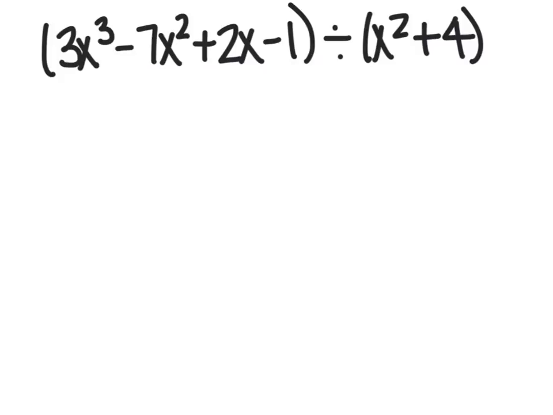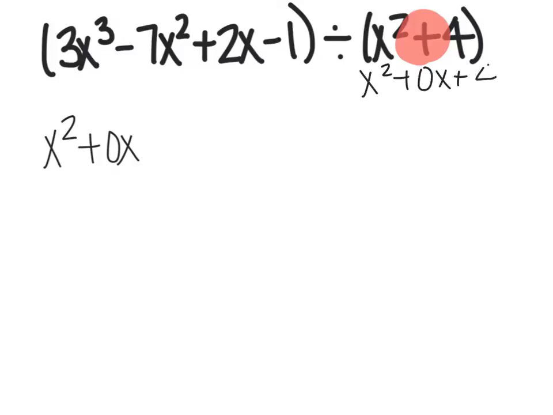So our first example says 3x to the third minus 7x squared plus 2x minus 1, and I'm supposed to divide that by x squared plus 4. So I'm going to begin by writing out my problem in the correct format. I'm going to add in a 0x here because notice that I am missing my x term in the middle. So really I'm going to change this to be x squared plus 0x plus 4. And anytime I'm missing a term, I always put a 0x there.